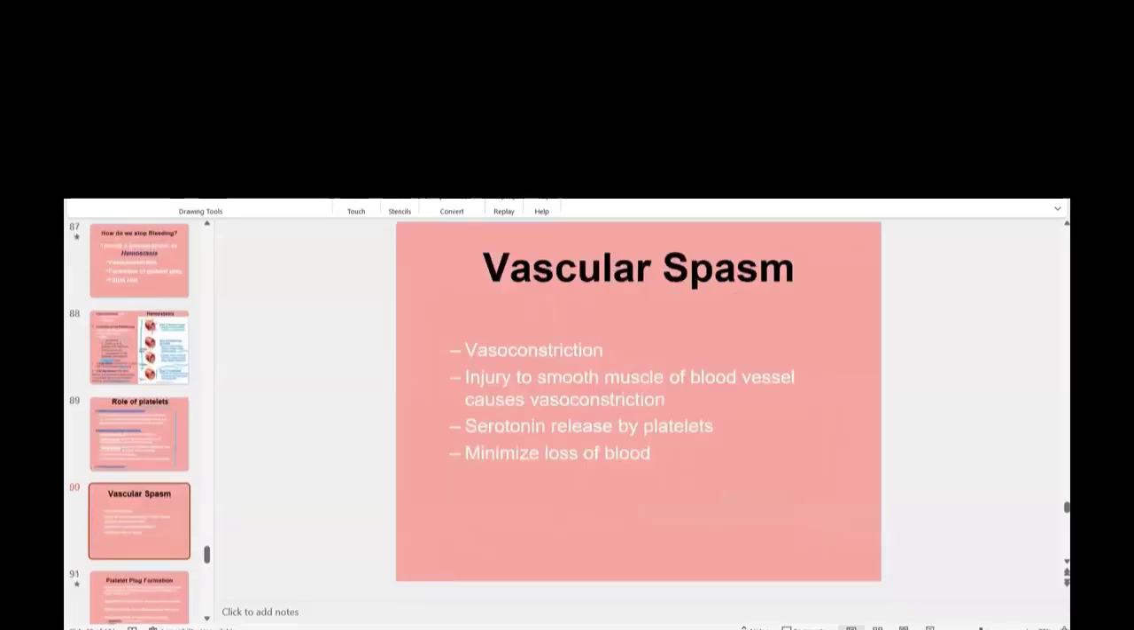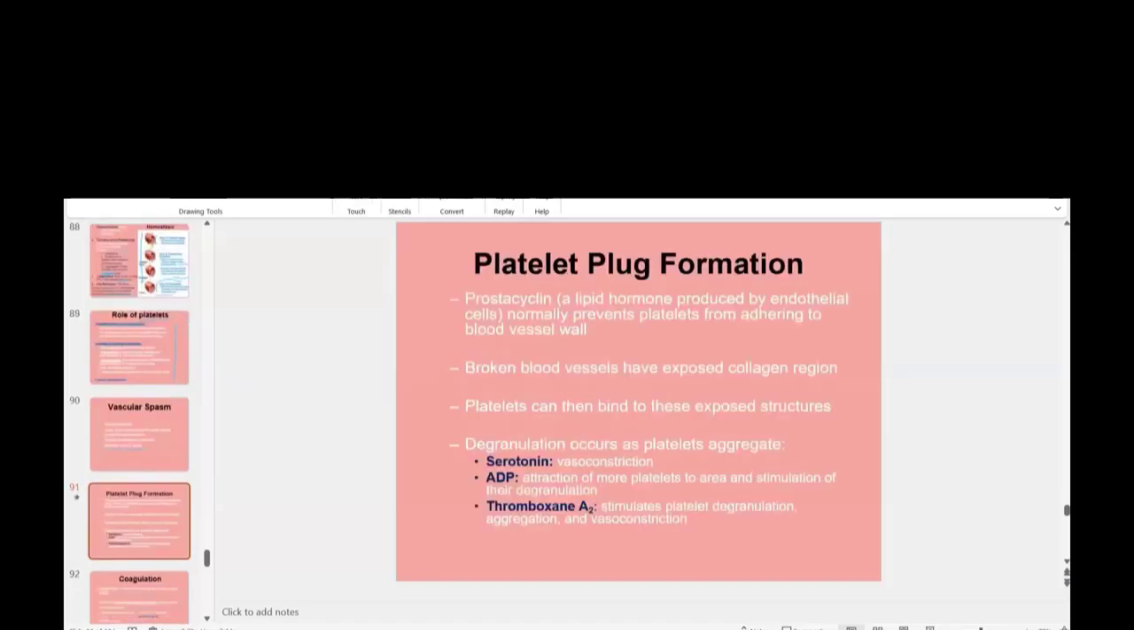And the vascular spasm, that is the vasoconstriction: injury to smooth muscle of the blood vessel causes vasoconstriction, and serotonin is released by the platelets. The whole purpose is to minimize the loss of blood, because you are trying to constrict and minimize the wide open blood vessel. You're trying to bring it together to close the gap. Platelet plug formation. This slide is just repeated.